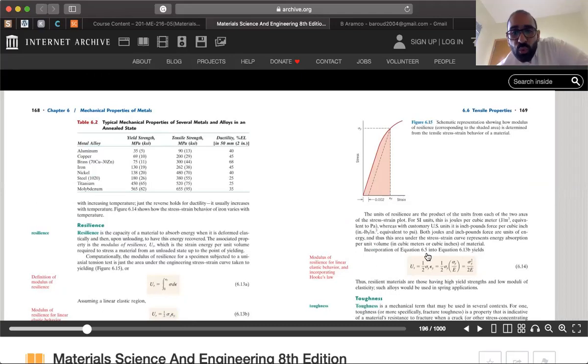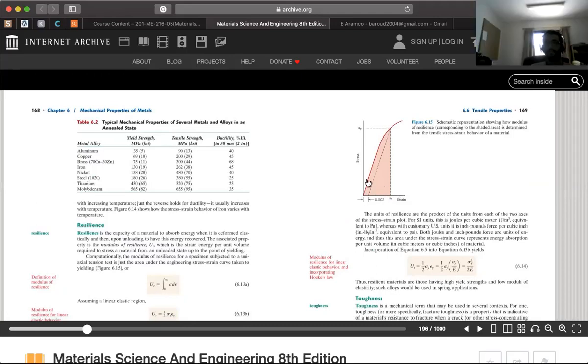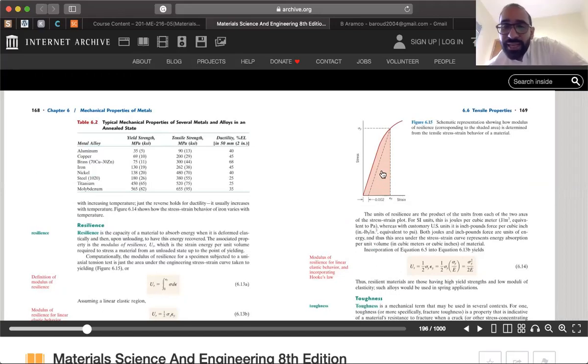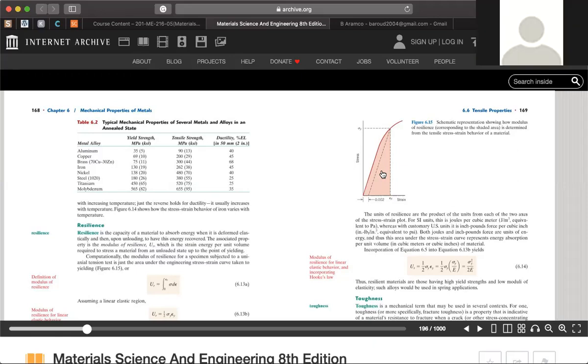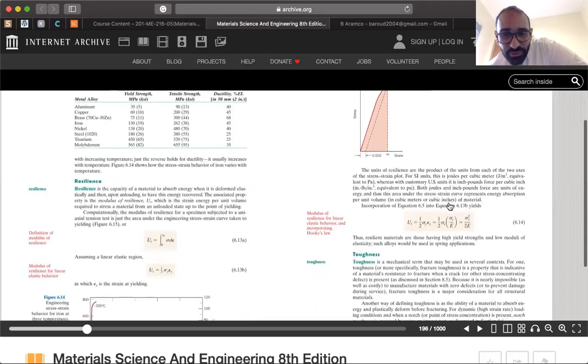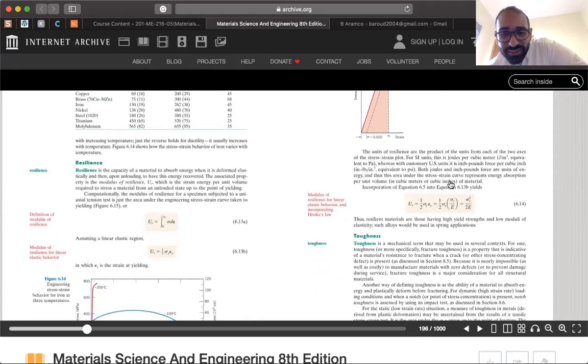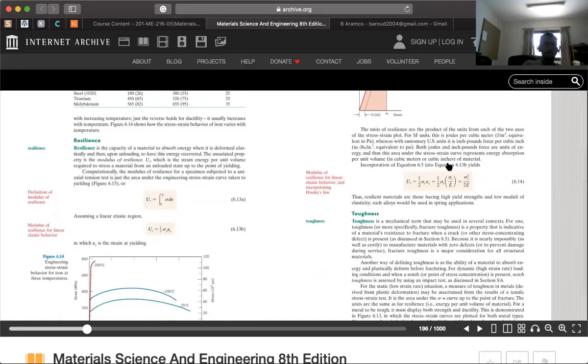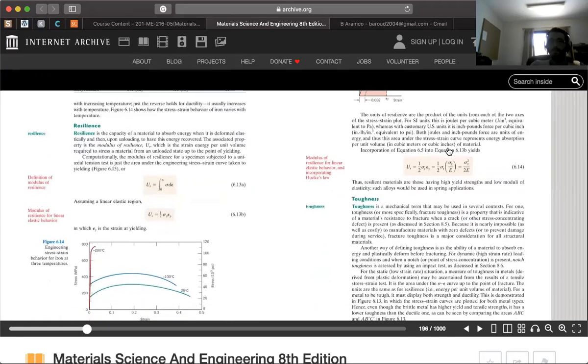Now, we said it's important to know how much energy the material is absorbing during the elastic deformation, right? Do you think it's also important to know how much energy the material is absorbing during the plastic deformation? Maybe it will use it to create new bonds. Okay, great. What else? To know the maximum energy the material can absorb before fracture.